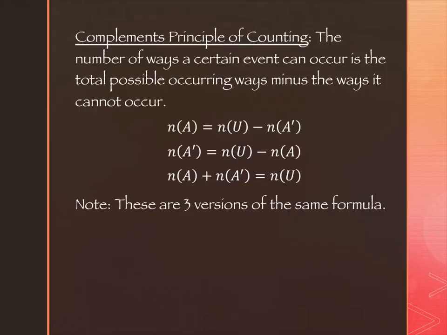So let me actually introduce you first to the complements principle of counting. The complements principle of counting says the following. The number of ways that an event can occur is the total number of ways that anything could happen, right? Anything can occur, minus the ways that whatever you're looking for can't happen.